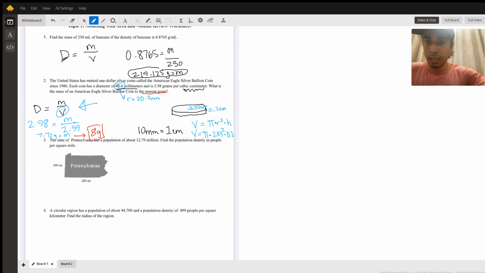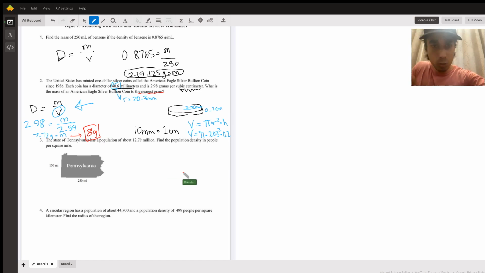All right, number 3. This one's population density. So we've got a very similar formula. It's going to be population divided by area. So we got density equals population over area, and we want to find the density, okay? So that means that we know what the population is, right? Population is 12.79 million.